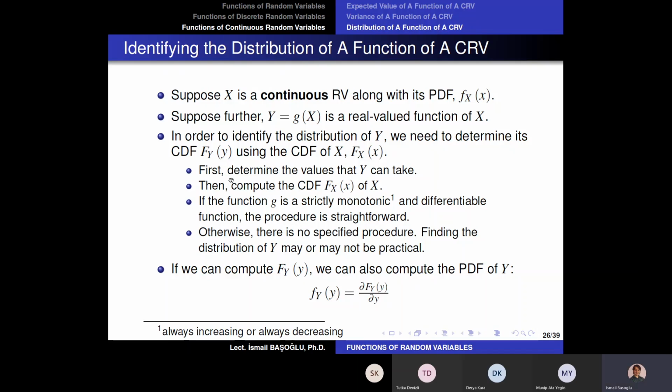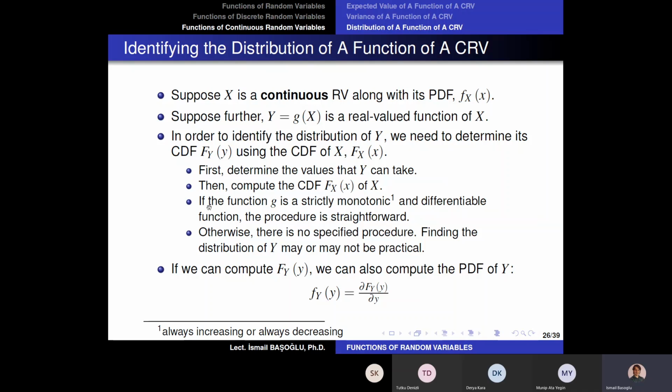And I also need to determine the values that y can take. I know that x is a continuous random variable which can take a set of values over the real line. With that set, and by the definition of function g, I need to determine the possible values that y can take. So I have determined the possible values that y can take, and I have computed the cumulative distribution function of the input variable, Fx.